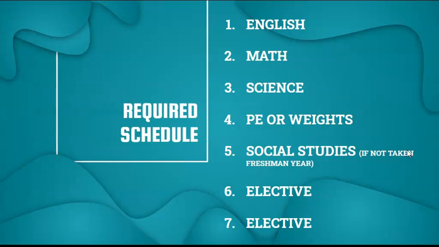So let's talk about your required classes. You will all be enrolled in an English, a math, and a science, PE or weightlifting, and a social studies if you did not take one your freshman year. If you're currently in a social studies, you do not have to take a social studies class next year unless you just want to. Then you will be choosing electives.